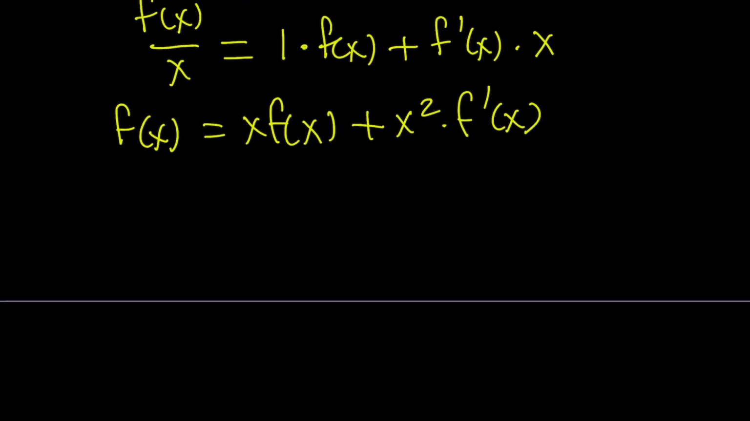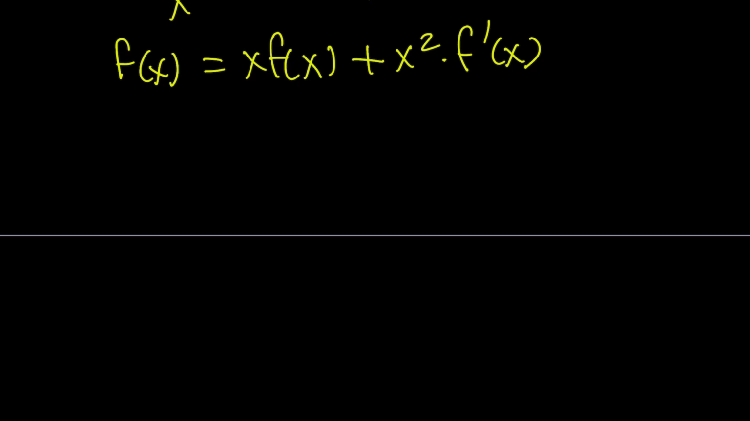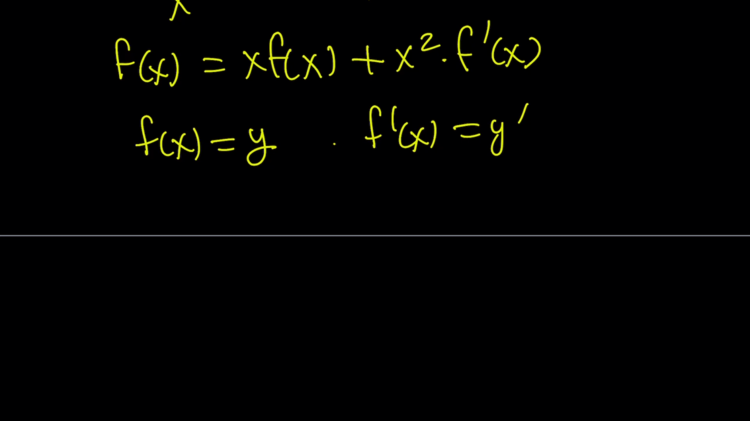Great. Now we can go ahead and replace f of x with y, right? If we set f of x equals y, that's going to give us something like this. And of course, f prime is going to be y prime. And we're going to get the following. Y equals xy plus x squared y prime. Obviously, I do want to simplify this expression. And how can I simplify it?